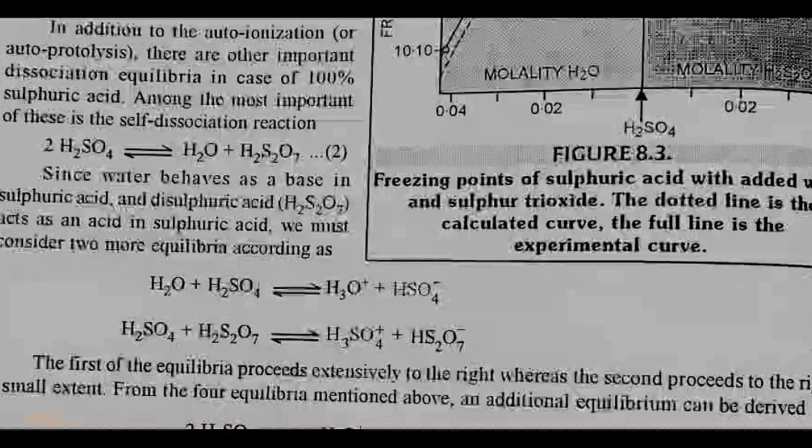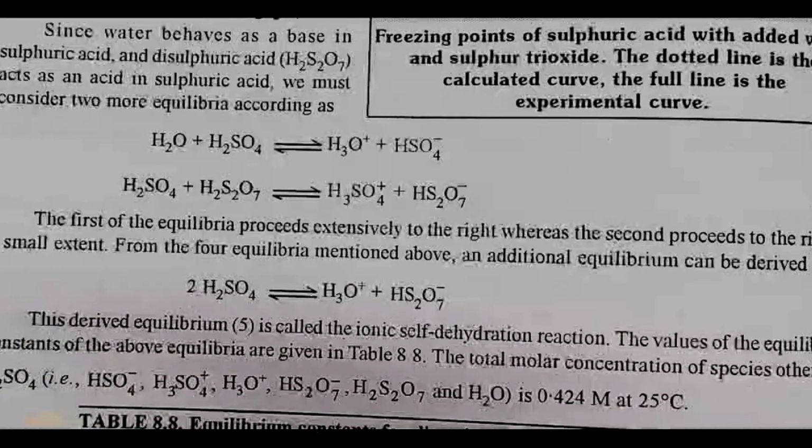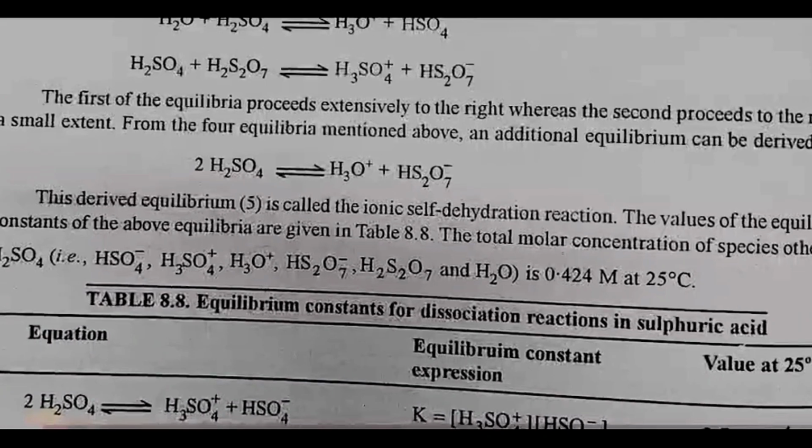We must consider two more equilibria: H2O + H2SO4 ⇌ H3O+ + HSO4−, and H2SO4 + H2S2O7 ⇌ H3SO4+ + HS2O7−. The first of the equilibria proceeds extensively to the right, whereas the second proceeds to the right to a small extent. From the four equilibria mentioned above, an additional equilibrium can be derived.